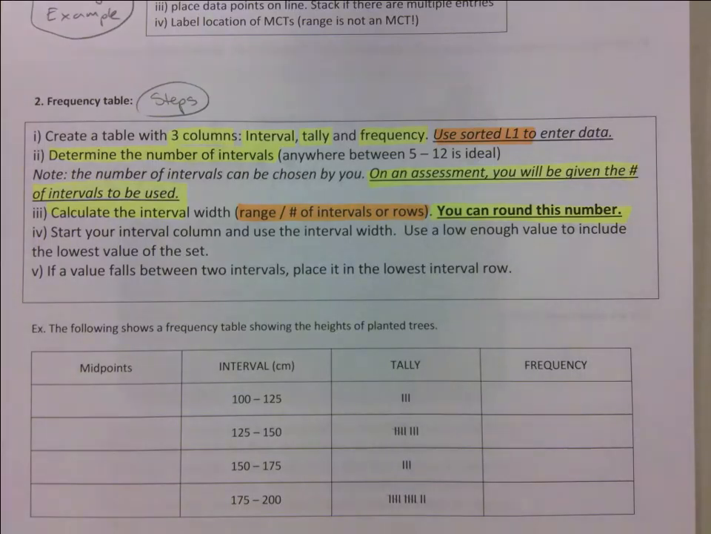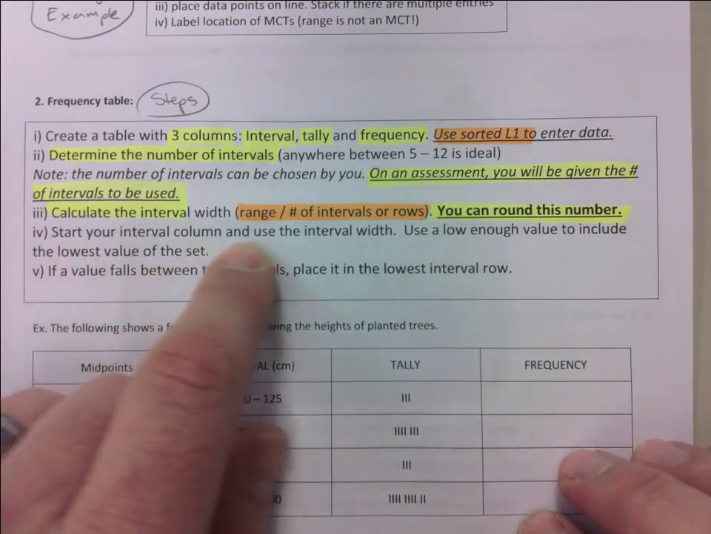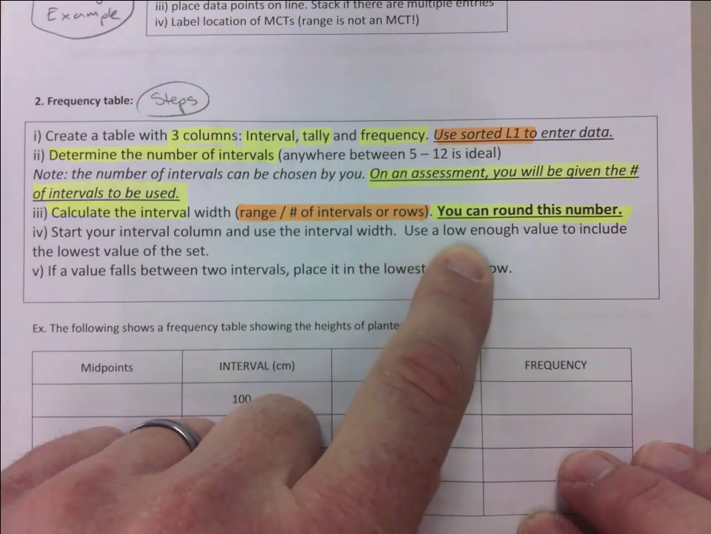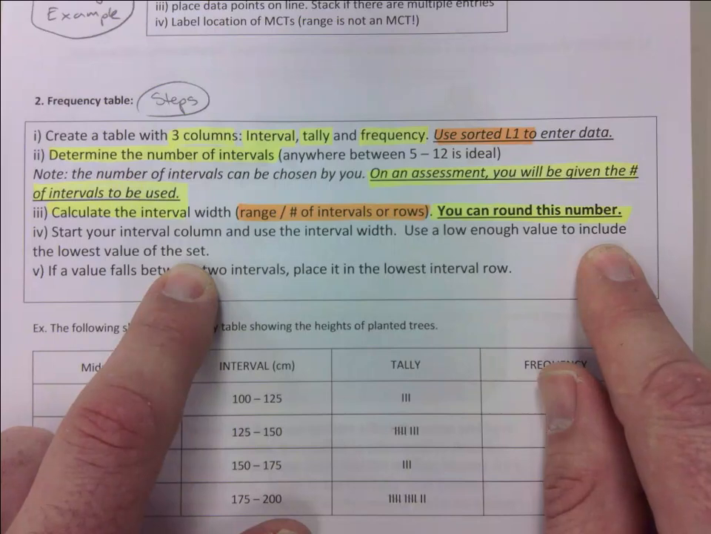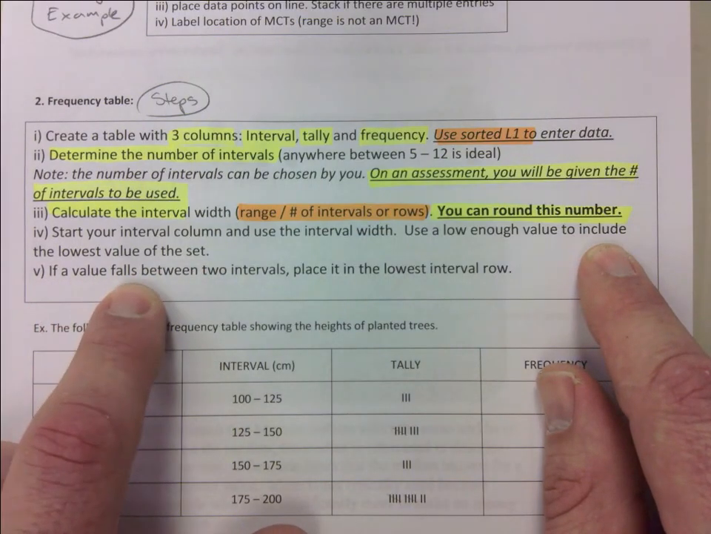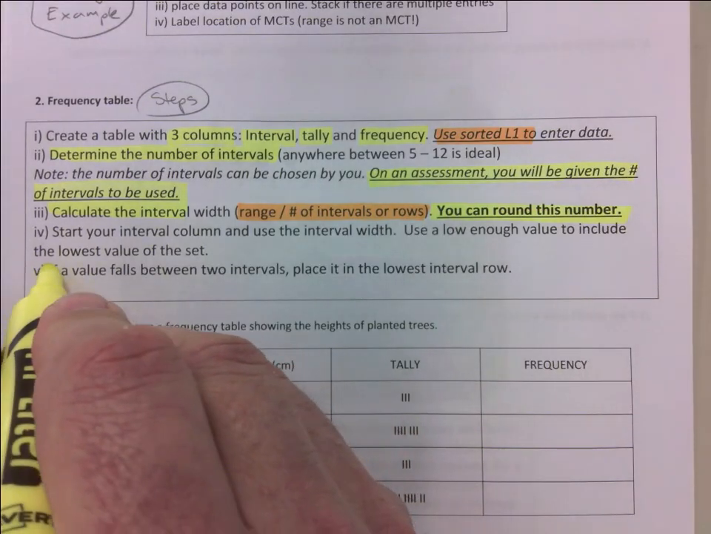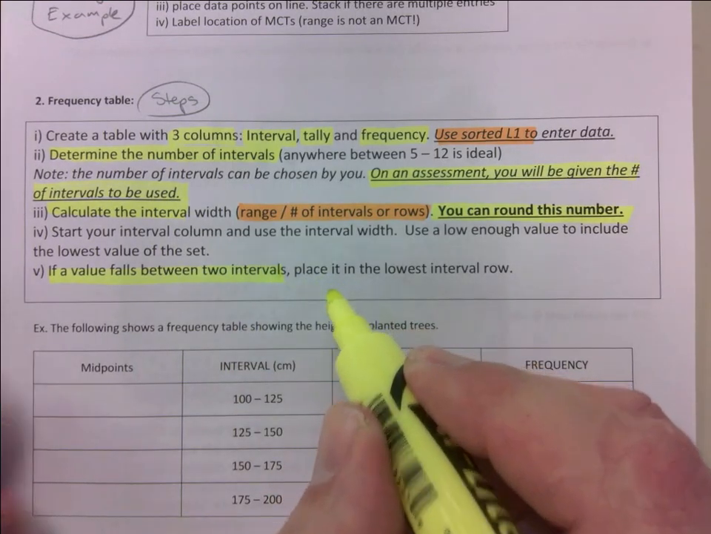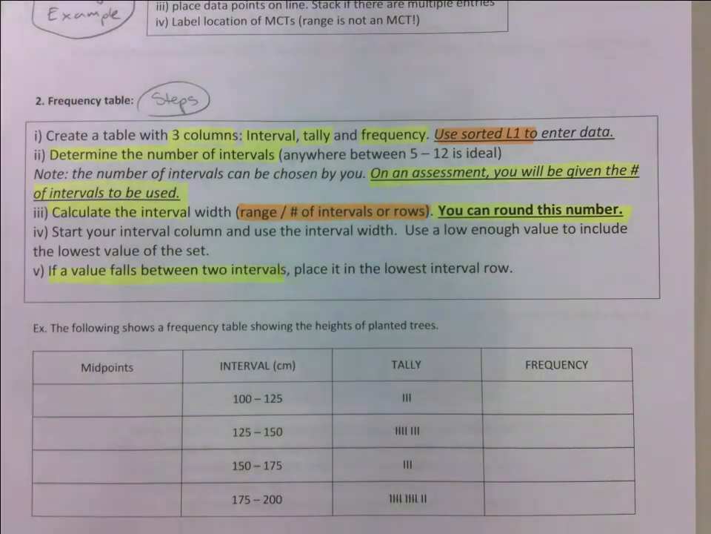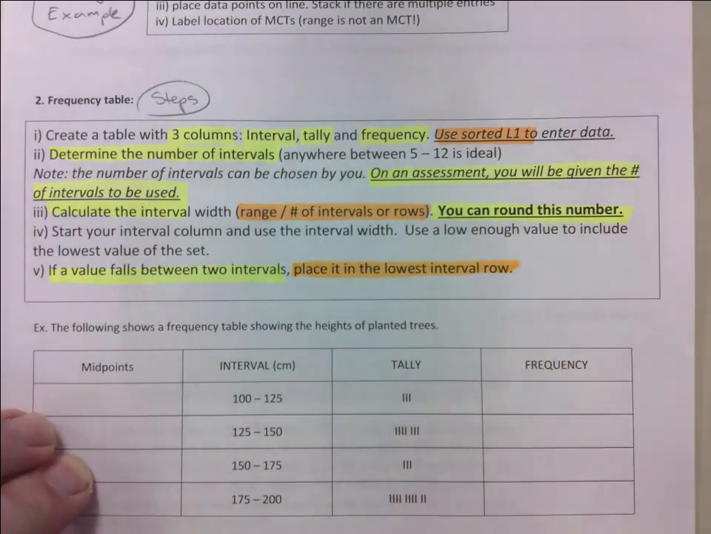But not always. Sometimes we're going to have to go hundreds. Sometimes we're going to have to go thousands, okay? Start your interval column. Use the interval width. Use a low enough value to include the lowest value of the set. Okay? If a value falls between 2 intervals, place it in the lowest interval row. So highlight this one.